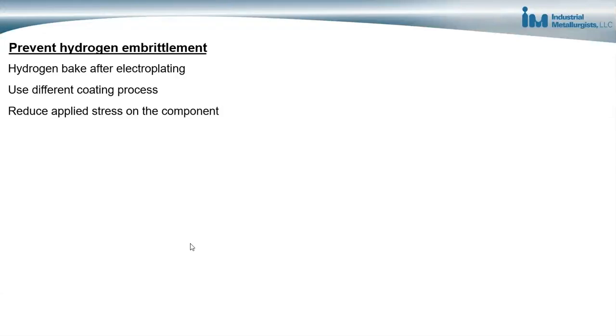So to prevent hydrogen embrittlement, we have a few different options. We perform a hydrogen bake after electroplating if we're going to put an electroplated coating on a high-strength steel. Another way is to use a totally different coating process, a coating that is not deposited by electroplating but still provides enough corrosion resistance for the application. Also, we can reduce the applied stress on the component so that we can use a lower strength component and not have a steel that is susceptible to hydrogen embrittlement because it is so strong. So lowering the strength of the steel is another way to prevent hydrogen embrittlement.